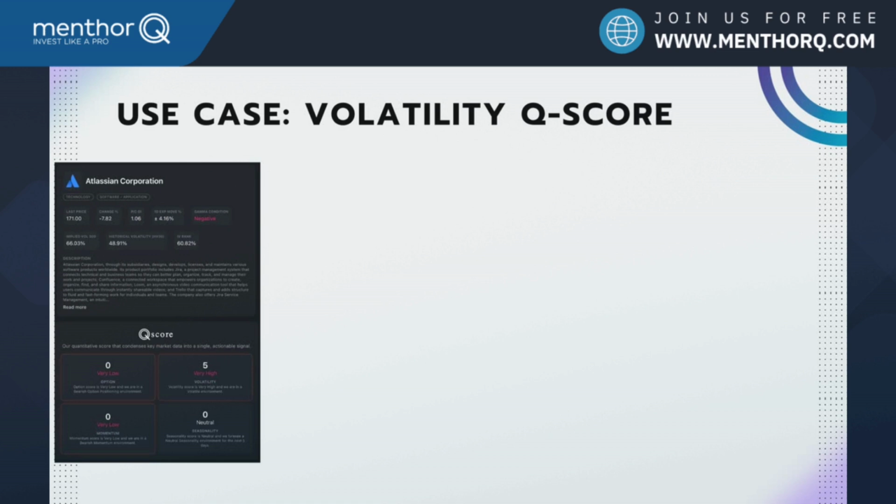When we open the dashboard, we also see that we are in a negative gamma condition, and we can also see the other Q scores in one place. So we have a very, very bearish option score, a very, very bearish momentum score, no seasonality signal, and a very, very high volatility.